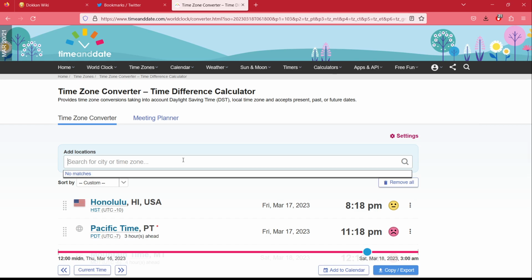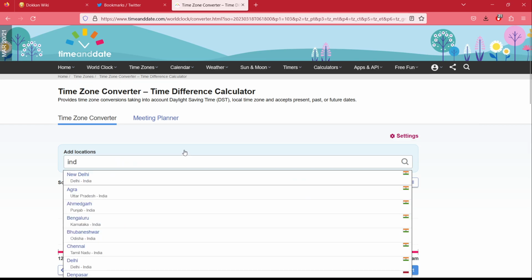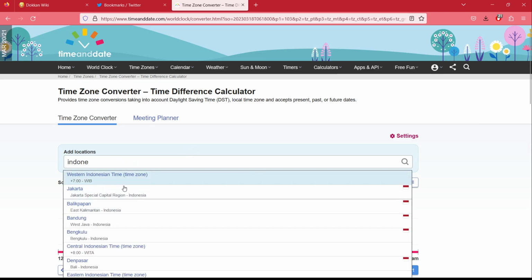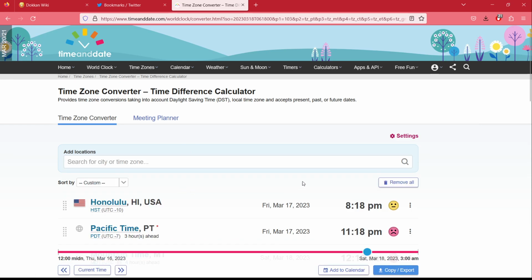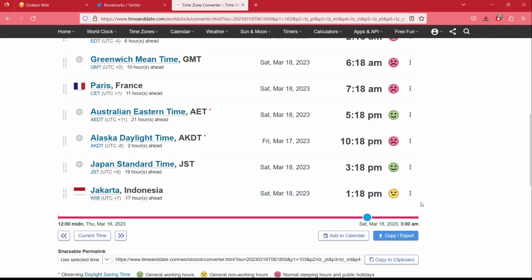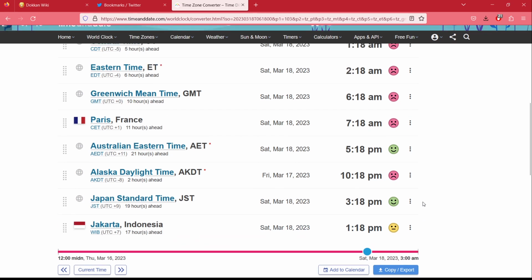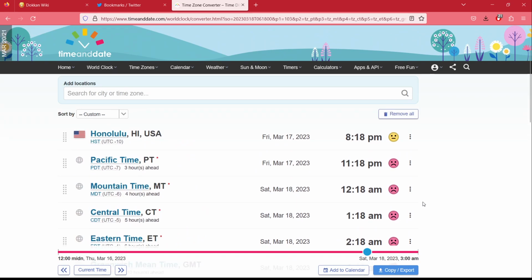So we've listed quite a few here, but let's just type in some random countries that maybe you would be summoning from. So if you were in, say, I don't know, somewhere in Indonesia, right? We'll just go with the capital region here. You are looking at a 1:18 p.m. drop time. So not too bad, a little bit in the afternoon. So that's not that bad.